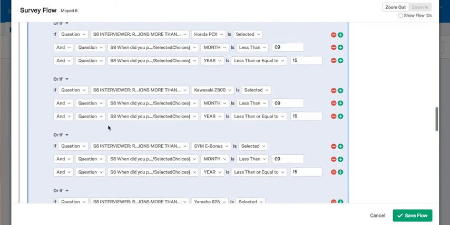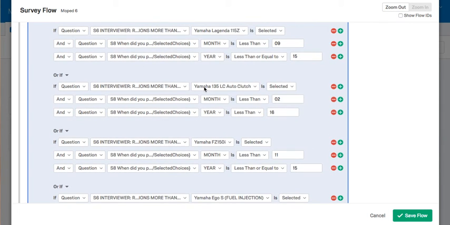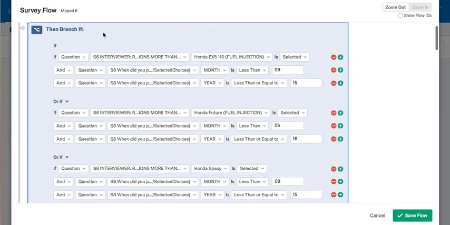And that's purely because if we were to think about this logically for the Yamaha 135, for example, the only logic we would need to consider here would be if year is 2016 and month is greater than or equal to 2 and month is less than or equal to 8. And that would be it for the Yamaha 135. It's just 3 little pieces of logic that would make it 100% correct and only allow the people we want moving through.